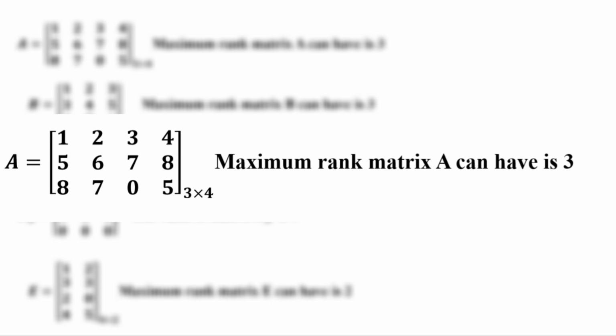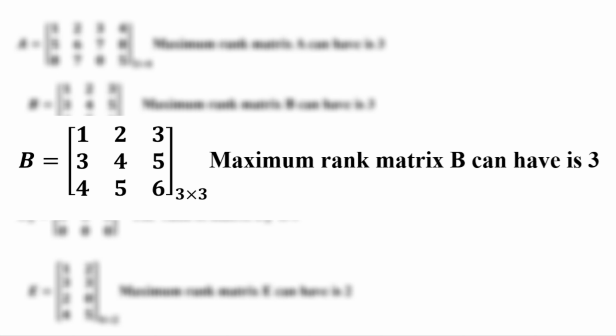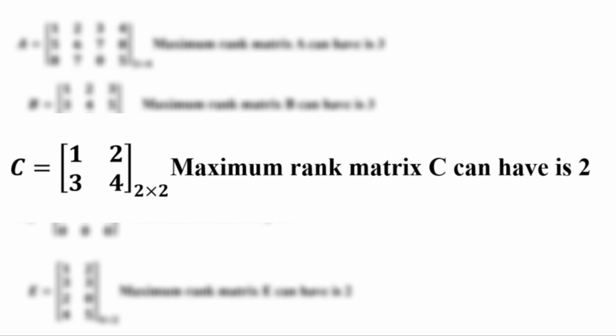Here matrix A has 3 rows and 4 columns. So maximum rank matrix A can have is 3. Matrix B is a 3 cross 3 square matrix. Maximum rank for matrix B will be 3. Matrix C is a 2 by 2 square matrix. So maximum rank for matrix C will be 2.